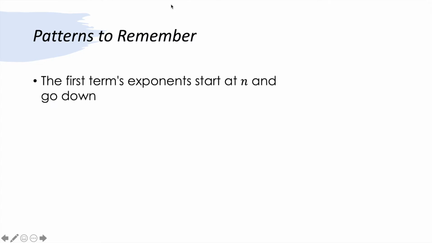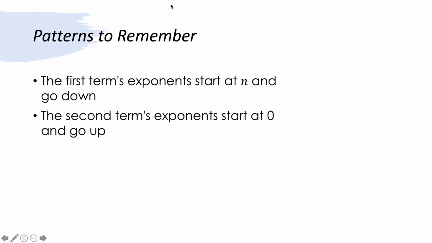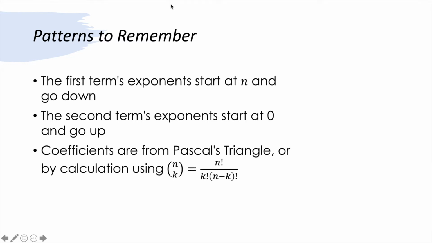Here are some patterns to remember when working with binomial expansion. Remember that the first term's exponents start at n and go down to 0. And the second term's exponents are going to start at 0 and go up all the way to n. And in order to find the coefficients of each term, remember that the coefficients come from Pascal's triangle. And it actually turns out you can find a particular coefficient by using n choose k, which remember equals n factorial over k factorial multiplied by n minus k factorial. N corresponds to the exponent and k corresponds to the index of the term.